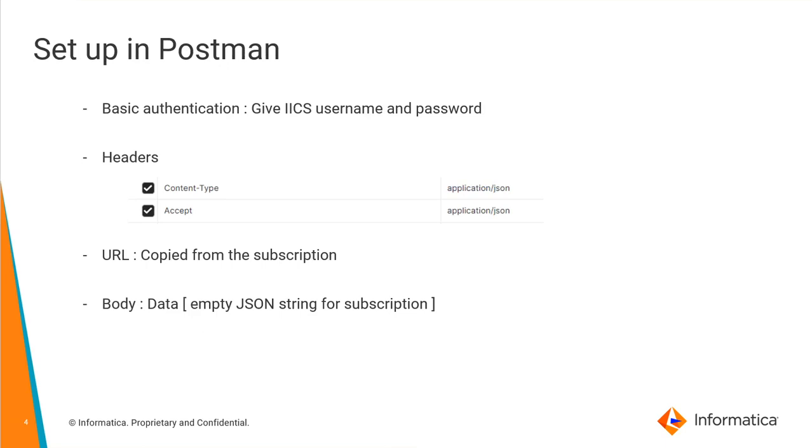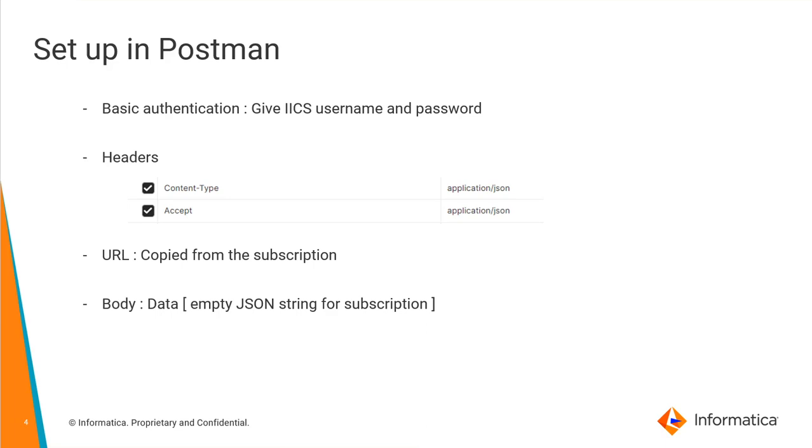So in Postman we need to give these details. The first one is authentication. In this video I'm choosing basic authentication. In this case I need to give the IICS username and password. In your case the authentication might be different, so it depends upon your requirement. And coming to the headers, there are two headers, content type and accept, that need to be set to application/JSON. This is the same as a publication as well.